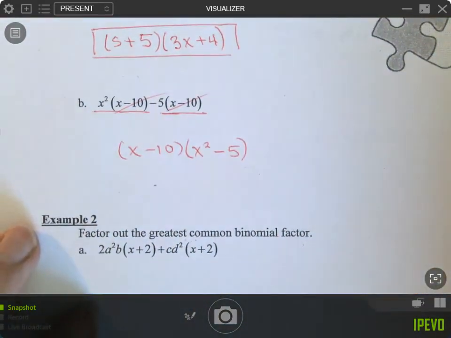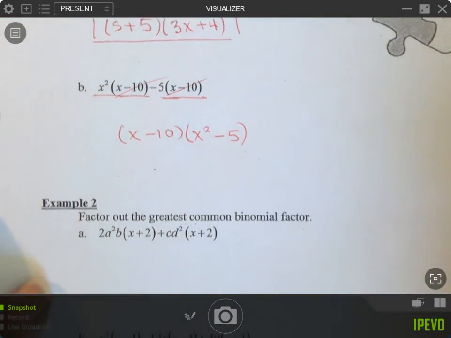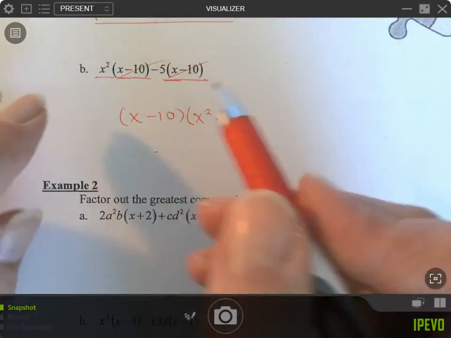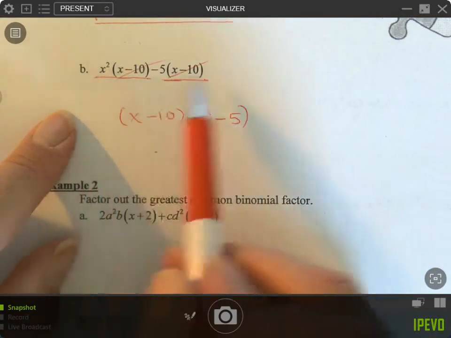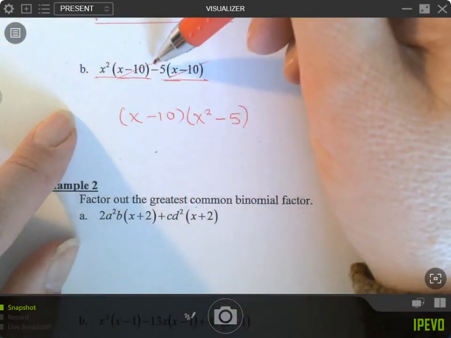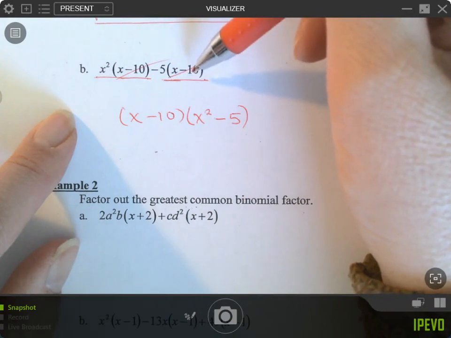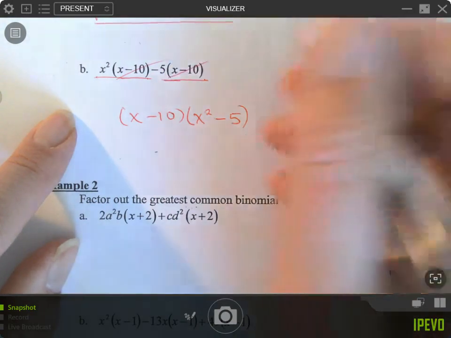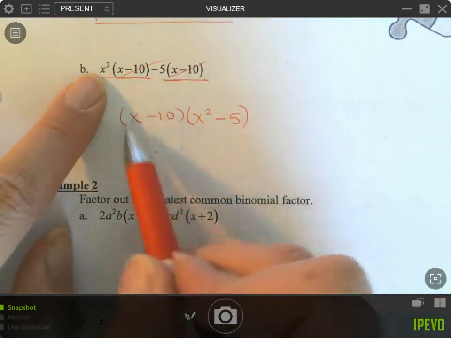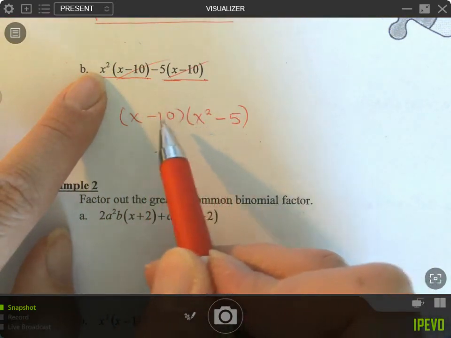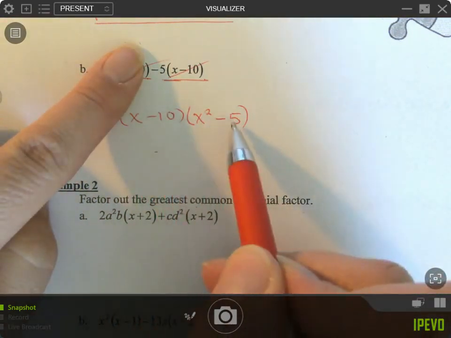Okay. Again, I know it's a little abstract. So if you think about this, you have to see that these are 2 pieces being added or subtracted. This is the same for both of those pieces. It's my GCF. When I pull that out front, I would redistribute the x minus 10 to x squared and redistribute the x minus 10 to negative 5.